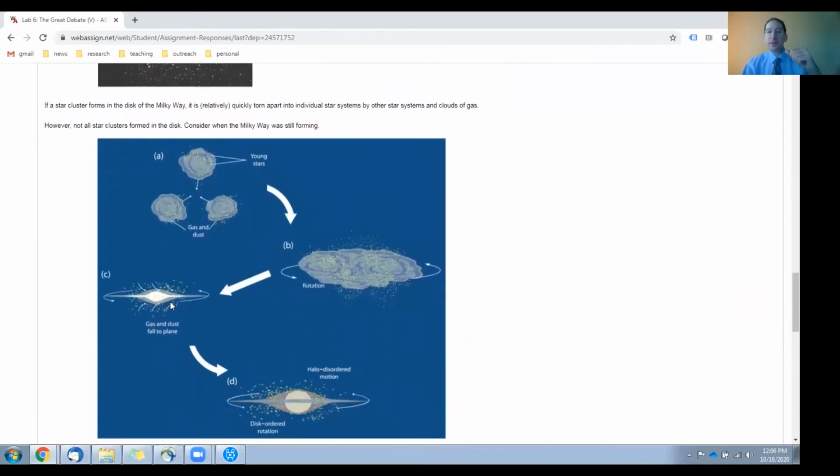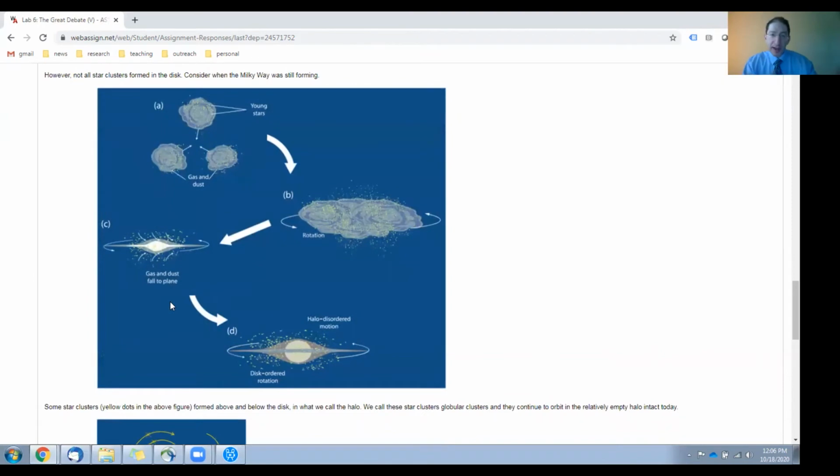Now, if this happens in the plane of our galaxy, the plane of the Milky Way, these star clusters are pretty quickly torn apart through gravitational interactions with other clouds and other star systems. But if they form above or below the plane of the Milky Way galaxy, they're there essentially forever. There's nothing that will tear them apart. And many of these formed when the galaxy itself formed. So this figure takes place on even larger scales.